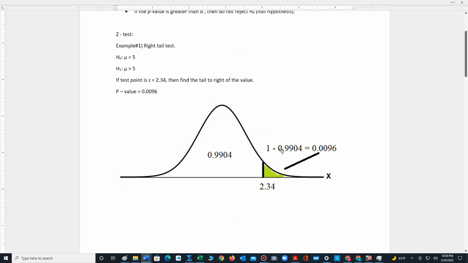So 1 minus 0.9904 is 0.0096. Since it's a one-tailed test, this is the p-value. It is 0.0096. We would then compare it to alpha.